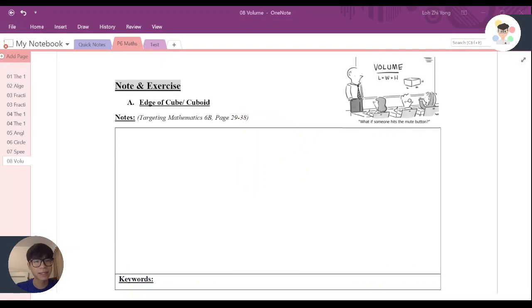Welcome back to digital class, and this is a discussion for booklet number 8, volume. Okay, let's do a quick check on this: edge of cube or cuboid.